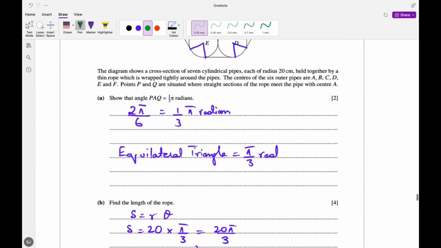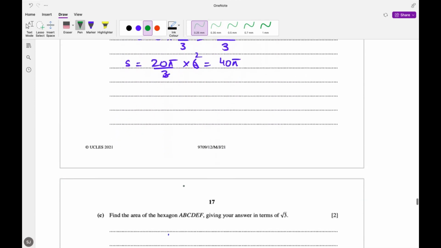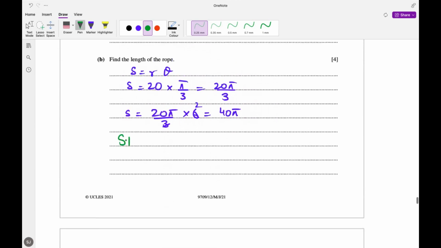Now, for the straight length of the rope, we can see that the length from A to this point will be 20 plus 20. So this whole length will be 40, which means that the straight lines each have a length of 40. So we'll multiply this 40 by 6, which will be equal to 240. So the total length will be equal to 40 pi plus 240 centimeters.